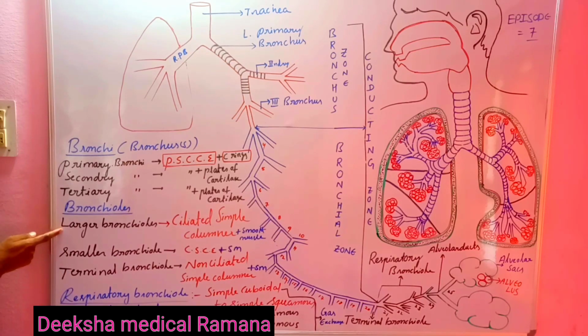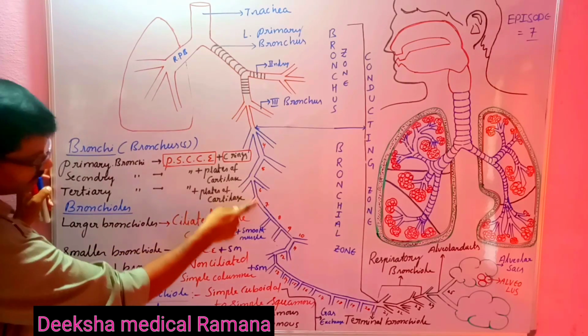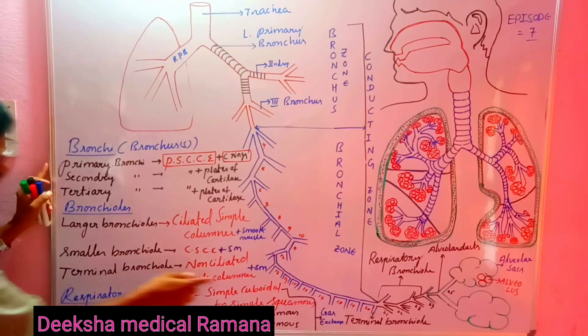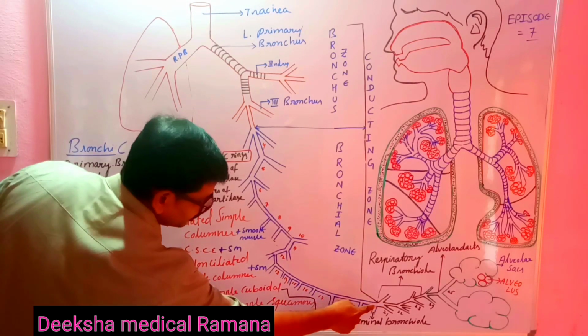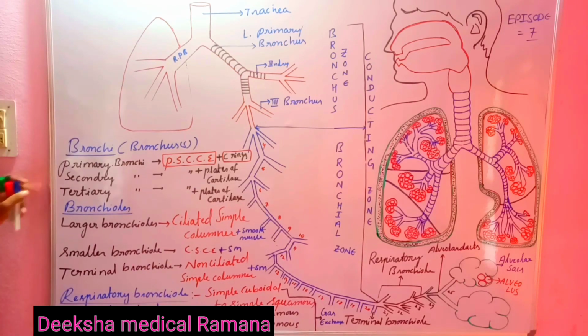Large bronchioles are nothing but primary bronchioles, smaller bronchioles are nothing but secondary and tertiary bronchioles, and terminal bronchioles are the last bronchioles, right? Okay, now these two, the large bronchioles and smaller bronchioles, have cilia, but the terminal bronchioles do not have cilia, and are lined by simple columnar epithelium.